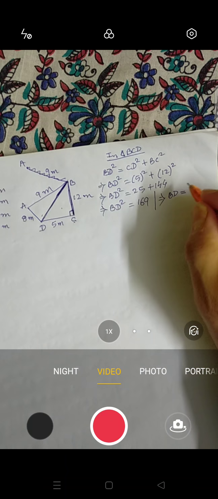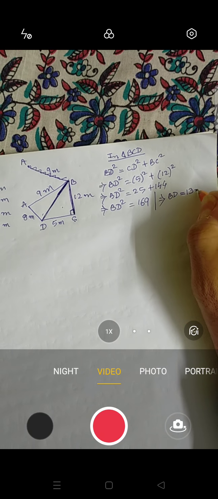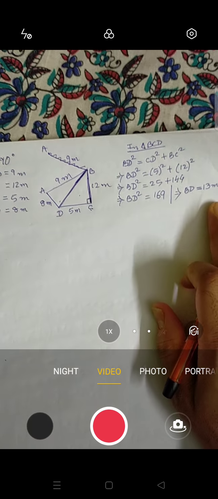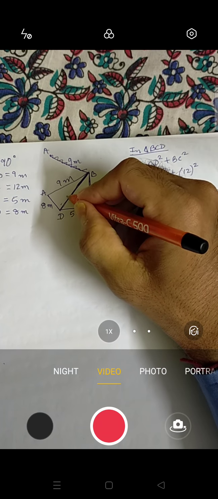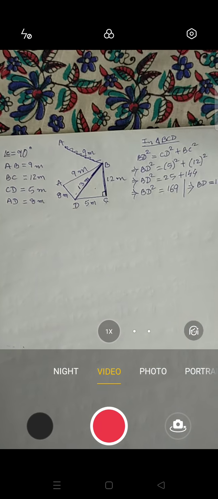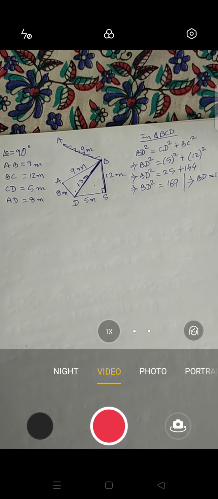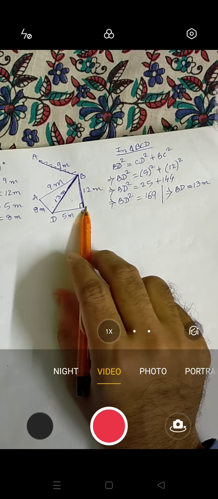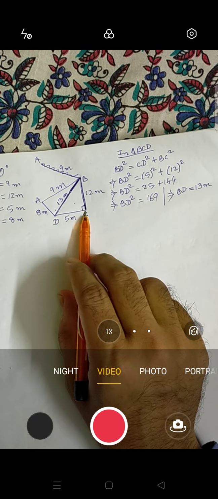13, so 13 will be BD. That means after finding this one, I will write this BD as 13 meter. Any problem? No. Now you can see this triangle, you are having three sides, 1, 2, 3.